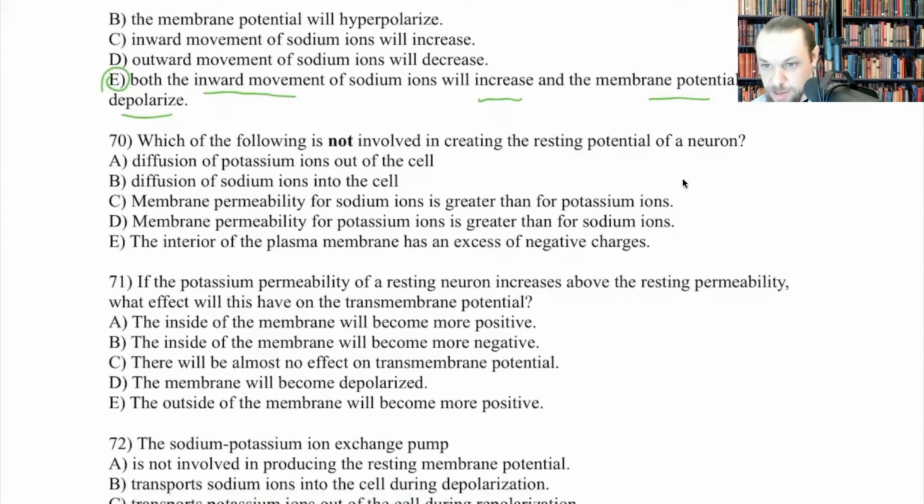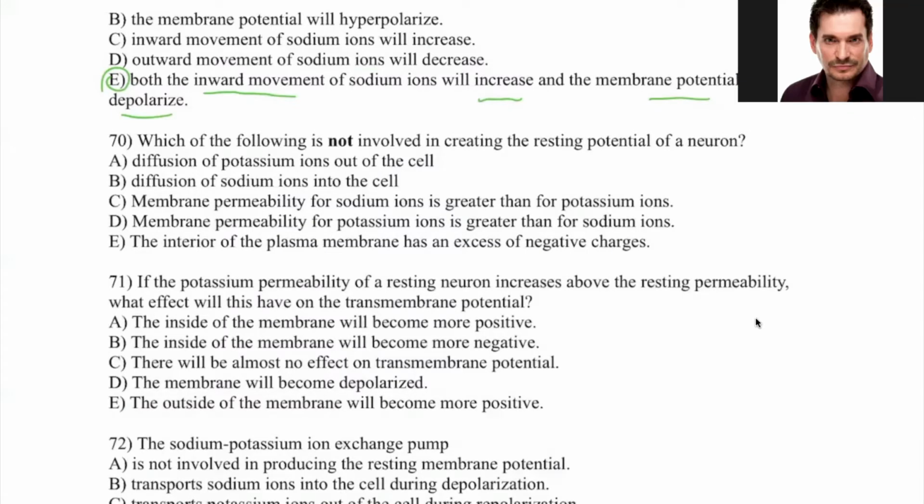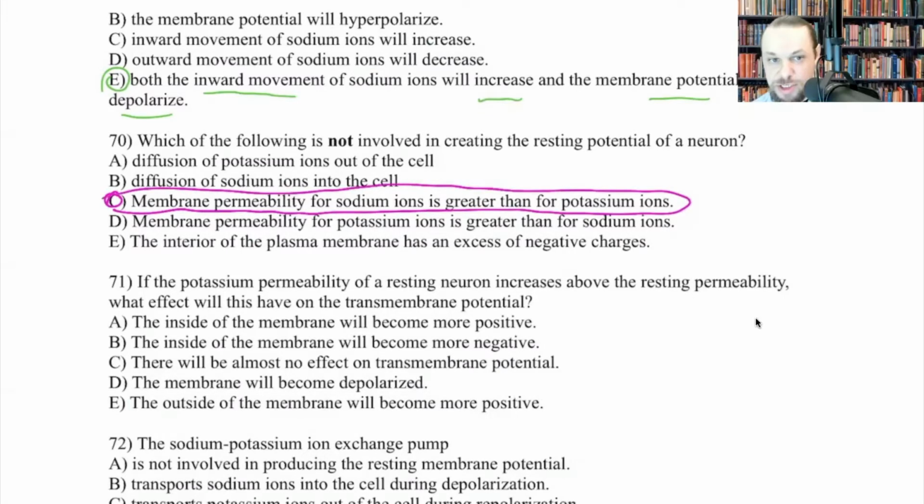All right, we're going to go next to Ian in number 70. Which of the following is not involved in creating the resting potential of a neuron? I put C, membrane permeability for sodium ions is greater than for potassium ions. That is correct. This is not involved in creating rest for the neuron. Everything else that you see here is. Membrane permeability for sodium ions is not greater than for potassium ions. We actually have potassium leaky channels on the surface, as you guys know, but all other choices are responsible for creating the resting state of the neuron. So C is the correct choice for 70.